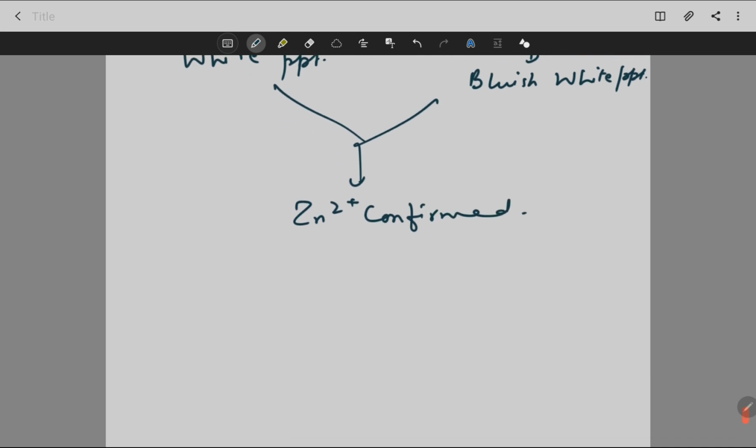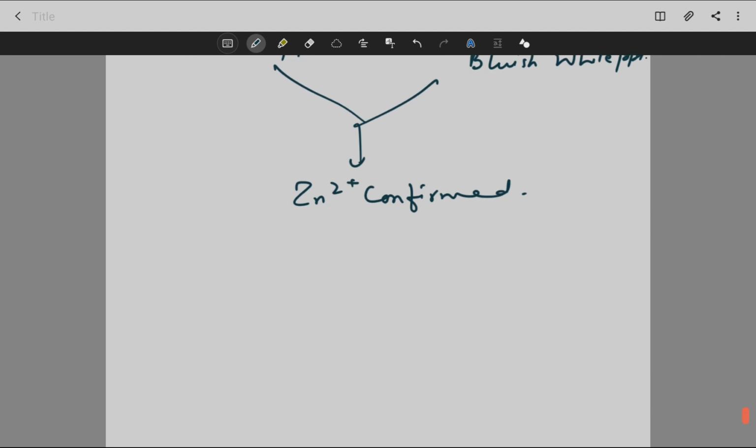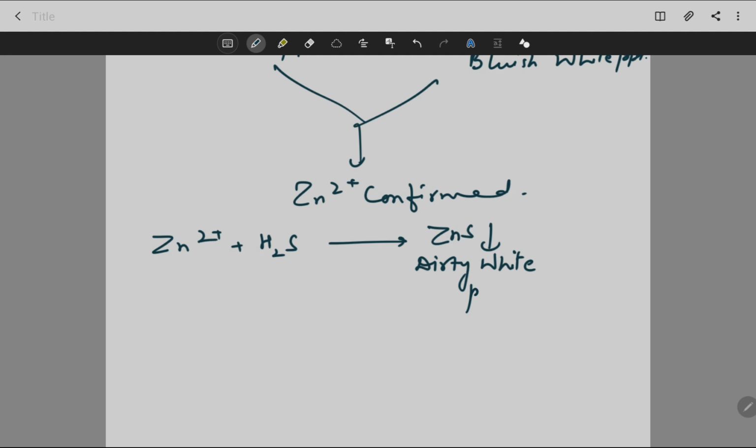Now what is the chemistry behind it? How are we getting this? So what is happening here: if it is a zinc containing salt, we pass H2S gas through it, it is precipitated as zinc sulfide and it gives dirty white precipitate. So the dirty white precipitate obtained in the preliminary test of zinc or group 4 is zinc sulfide basically.